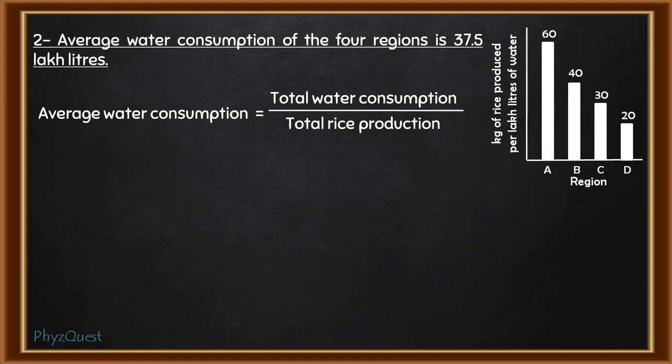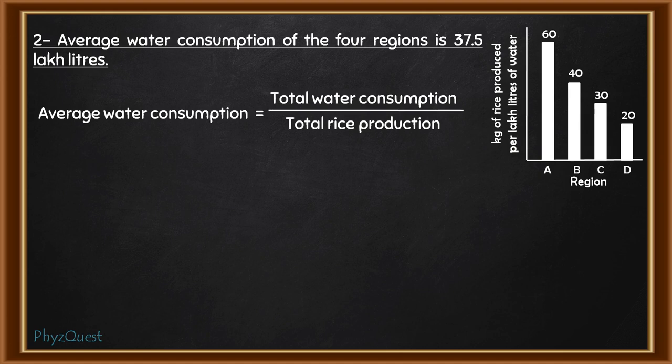I hope you understand that, because here average does not mean a particular region. It is asking about the average of all the 4 regions. So until and unless we know the total water consumption or the total rice production, either one of them, we cannot use the bar diagram to calculate the other. But none of them is given, so it is difficult to find out.